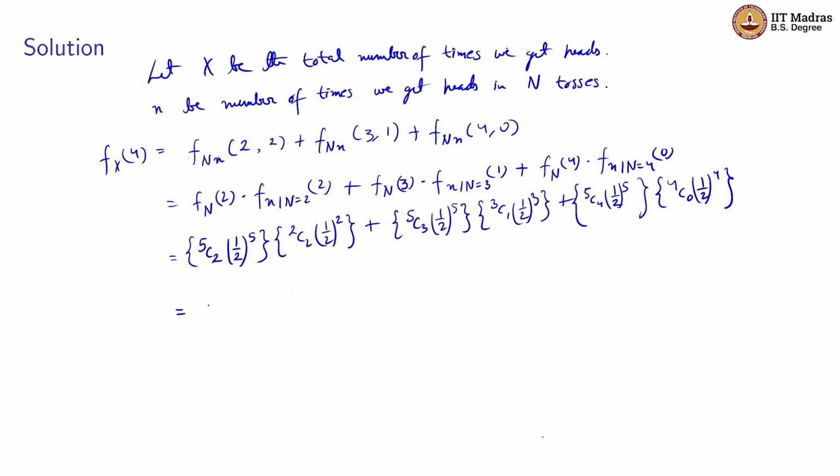So in further simplification, this is 10/2^7 plus 30/2^8 plus 5/2^9. In further simplification, we can take out 1/2^7 common. So we'll be left with 10 plus 15 plus 1.25. On further simplification, we'll get our final answer, which is 0.2.